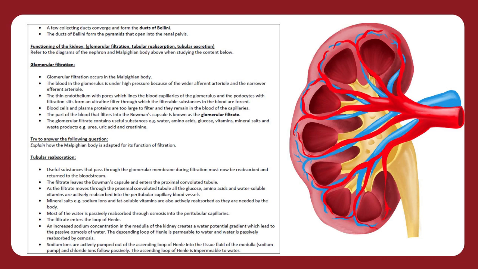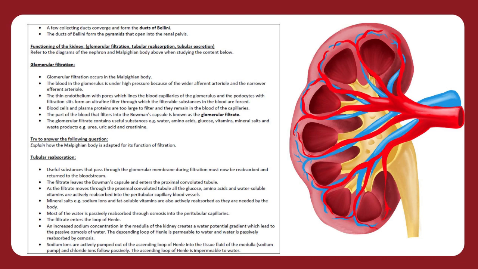The thin endothelium with pores which lines the blood capillaries of the glomerulus and the podocytes with filtration slits form an ultrafine filter through which the filtrable substances in the blood are forced. Blood cells and plasma proteins are too large to filter and they remain in the blood of the capillaries. The part of the blood that filters into the Bowman's capsule is known as the glomerular filtrate.